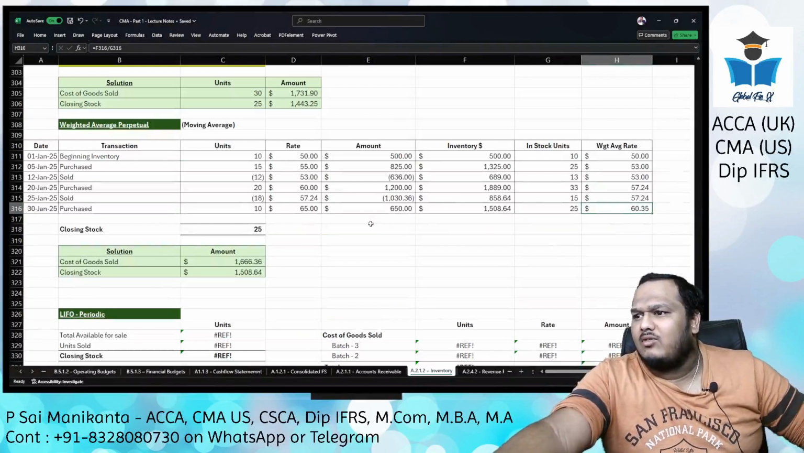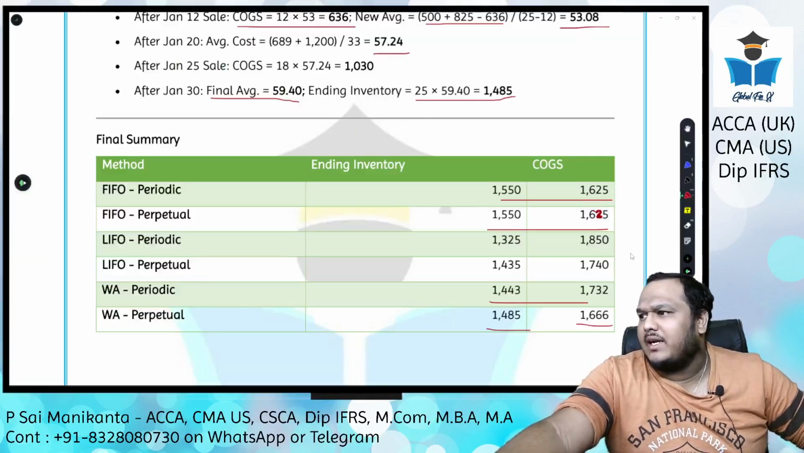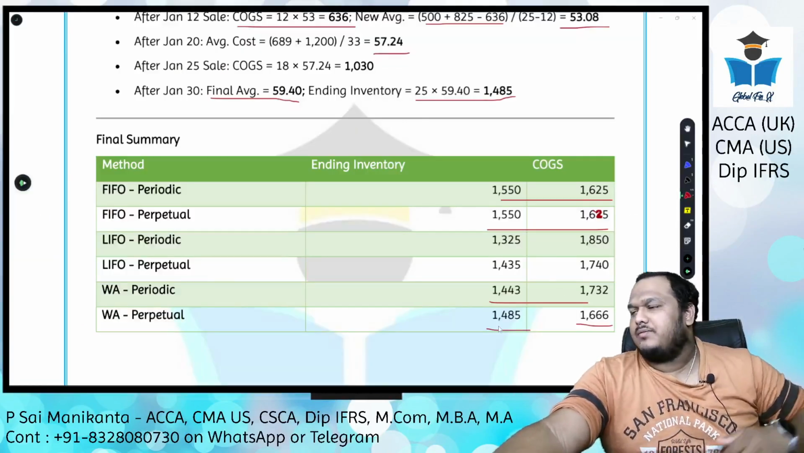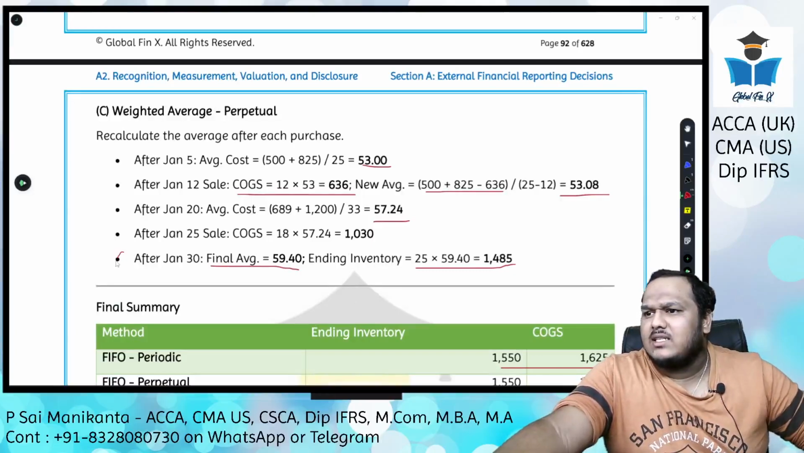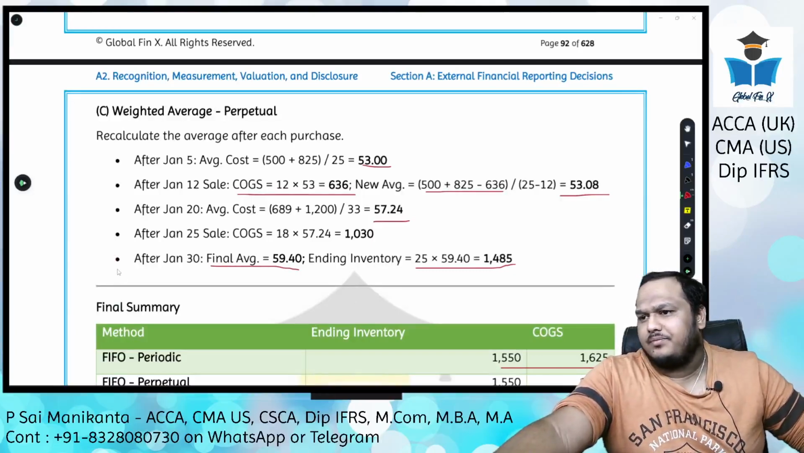So I'll leave the Excel one as is. I'll not make any changes. 1508, I'll leave it like that, not 1485. Looks like in the last step, some rounding off issue happened here. That's okay.